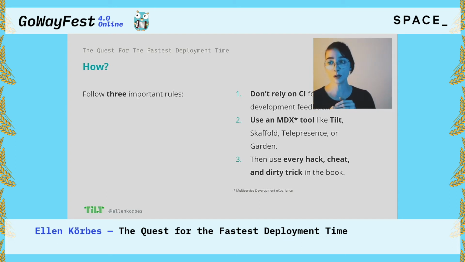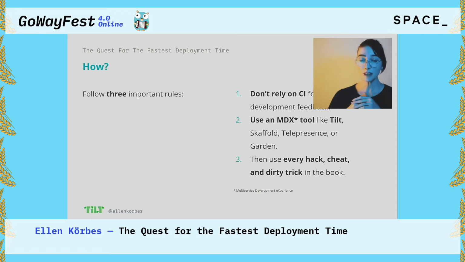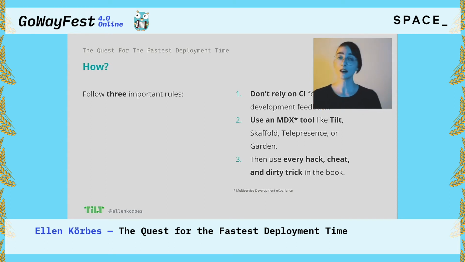Next rule, you need to use an MDX tool. If the developers on your team, or you yourself, are typing docker build, docker push, kubectl apply every time you make a change, you're doing it wrong. You should not be typing things by hand every time you want to try something. That just makes no sense. We have tooling to automate this, and I created this acronym called MDX, which stands for Multi-Service Development Experience. And then you can have MDX tools, MDX frameworks, etc.